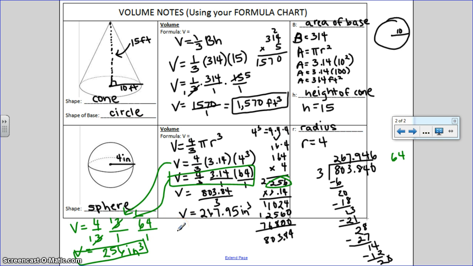Right now, let's get ready. We're going to do our assignment. You'll need to finish your assignment for spheres and then go back to whatever you didn't finish for pyramids and cones from yesterday. All right, work hard.